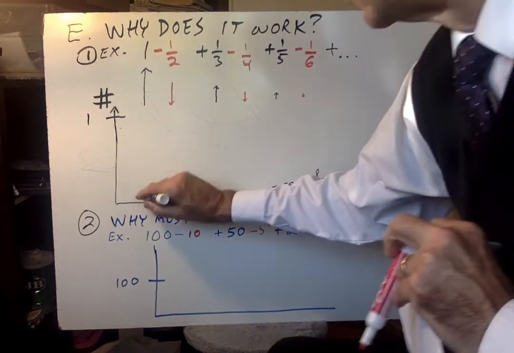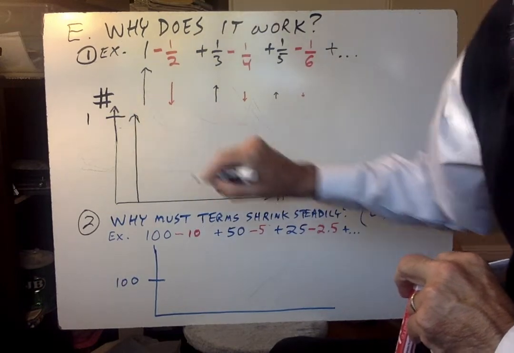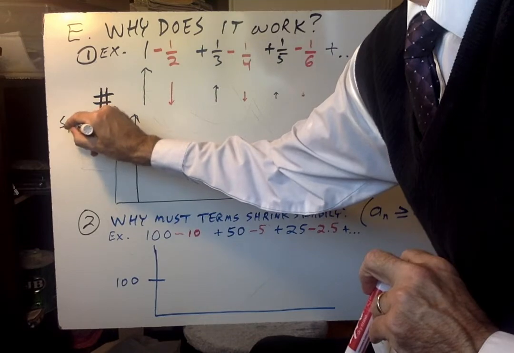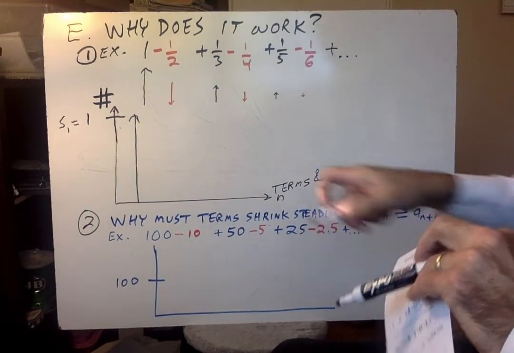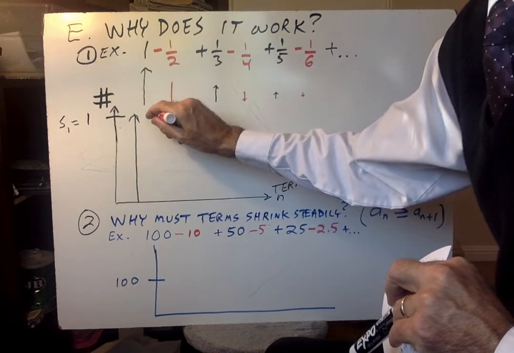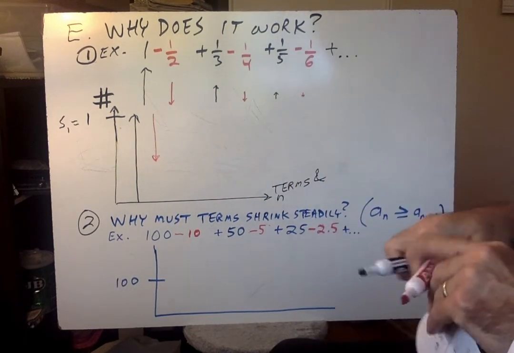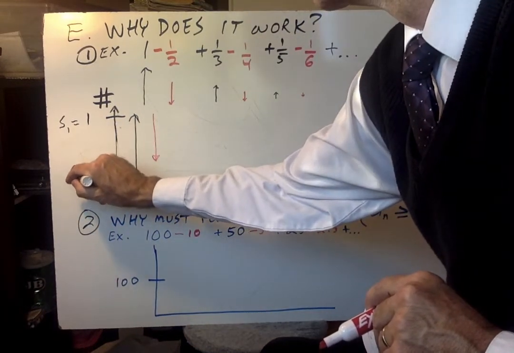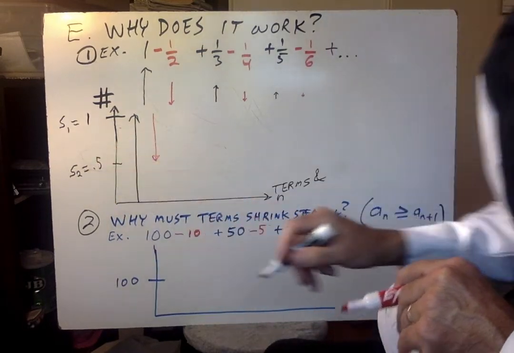So first we start off, if you only took one term of this series, you go up to there, and the first partial sum, S1, would be 1. Now, if you took the first 2 terms, you'd go up 1, and then you'd go down a half. You'd take away a half. So you'd add 1 and take away a half. And that would create the second partial sum. In other words, the second partial sum would be 0.5.